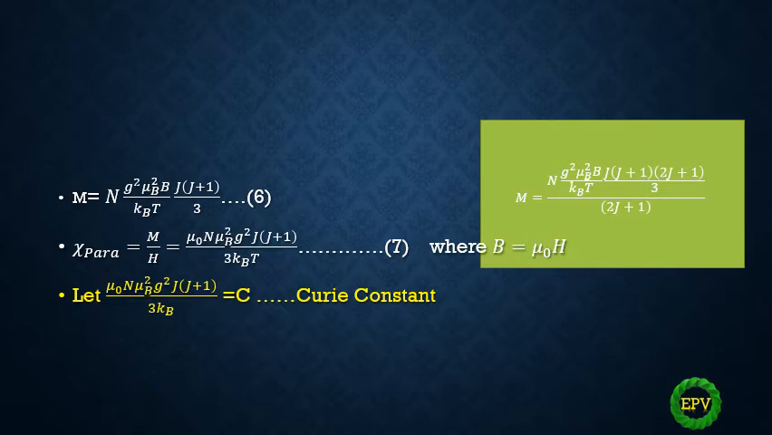Let mu 0 N mu B square g square J into J plus 1 divided by 3 kB be equal to C, the Curie's constant. Then the susceptibility of a paramagnetic substance can be obtained as C by T. This is equation number 8. This is known as Curie's law. That is, susceptibility is inversely proportional to temperature.